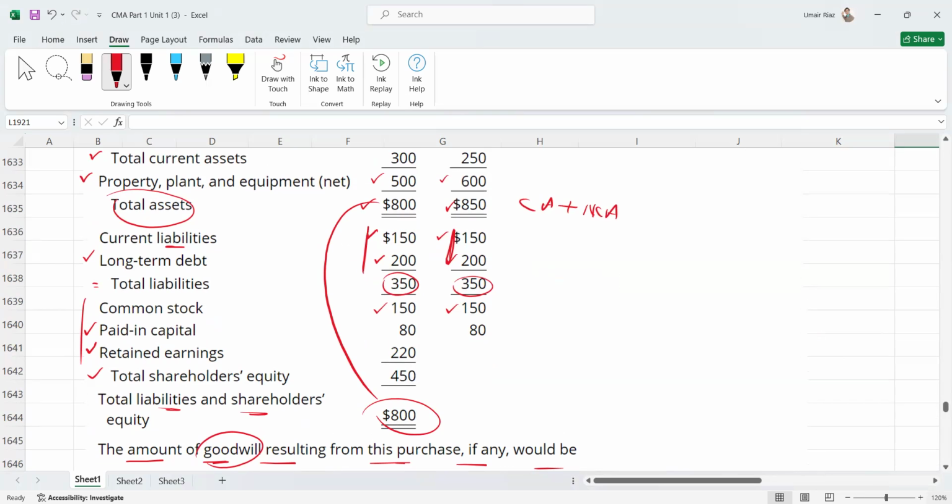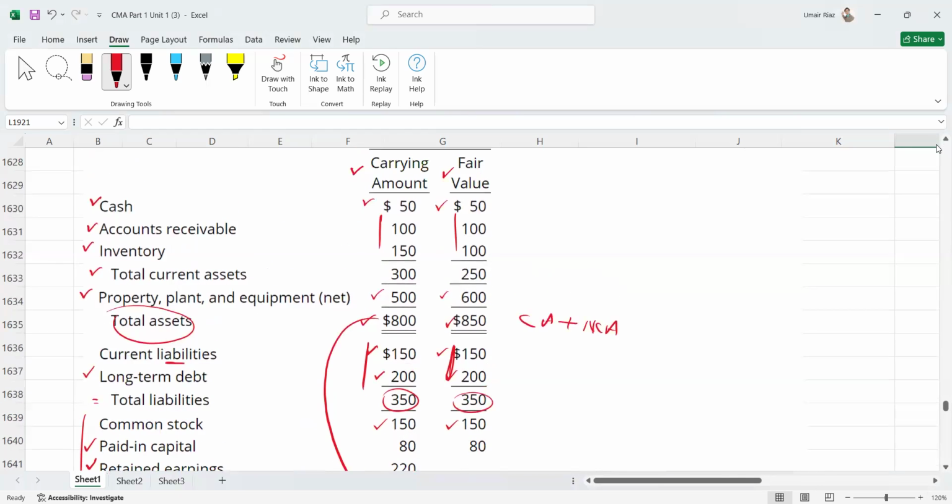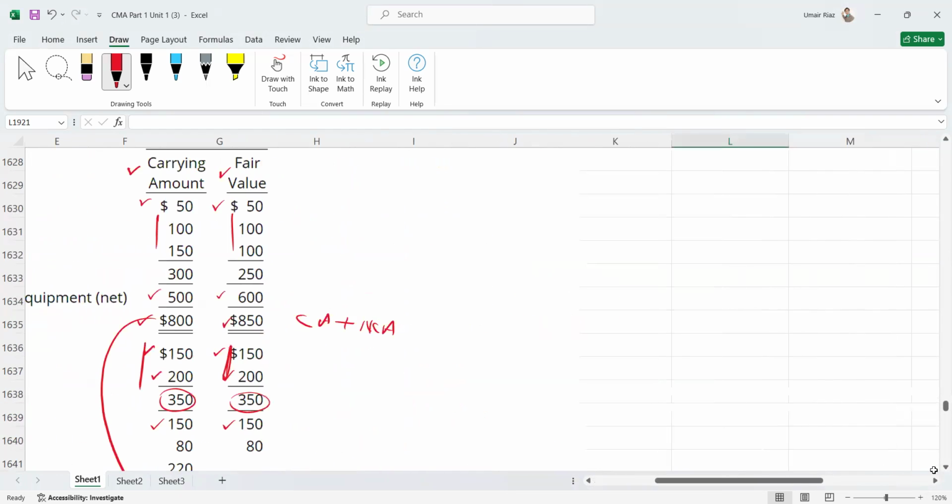Now we have to calculate goodwill. We have already learned the format of goodwill, how you calculate it. Whenever we calculate goodwill, first of all we need the purchase consideration. And then we always need the fair value of NCI. In this question, because we have purchased 100%, you will not have any NCI value. So NCI will be nil here because you have purchased 100%.